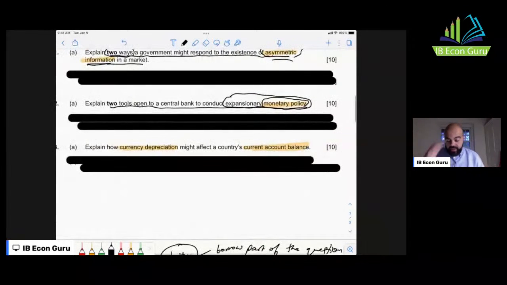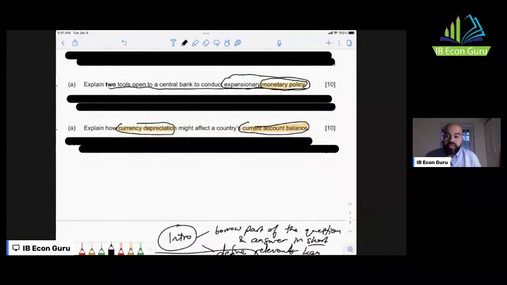Also, I've got here another example from the global economy unit. So explain how currency depreciation might affect the country's current account balance. All right, I highlighted those 2 key terms because I believe these are the 2 key terms you should use in your introduction paragraph to define.